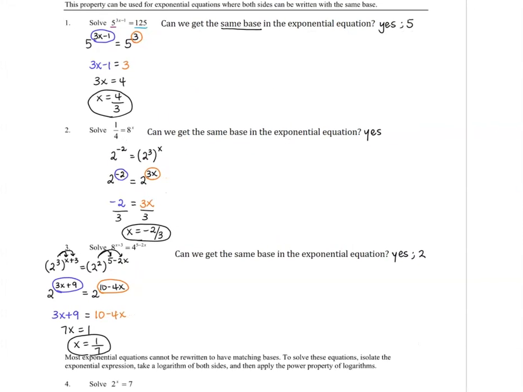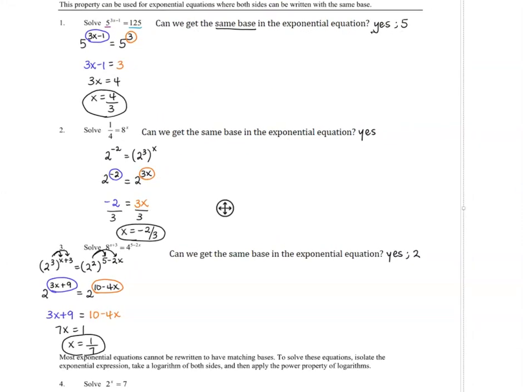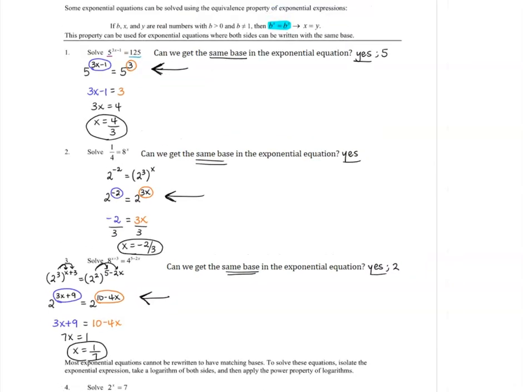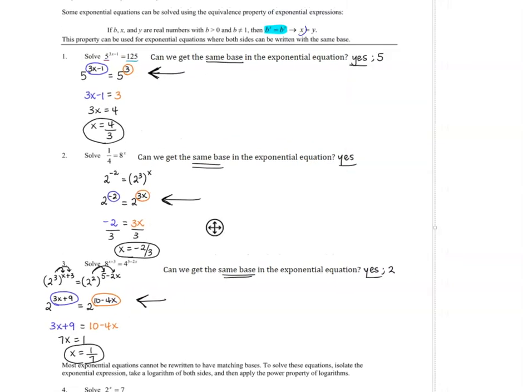So in the first 3 examples that we've seen, the answer to this question has always been yes. So when the answer is yes, that you can get the same base, that's what you do. You do some work to get the same base on both sides of the exponential equation, and then once you have the same base on both sides of the exponential equation, you come in and you apply this exponential one-to-one property that says you simply set the exponents equal to each other and solve.